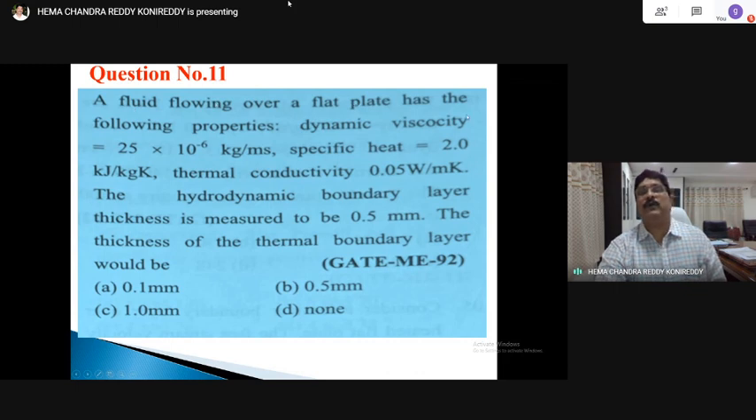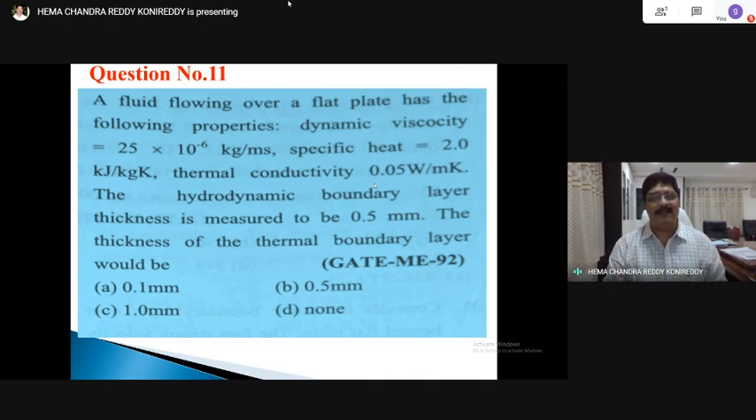See, a fluid flowing over a flat plate has the following properties. Dynamic viscosity mu is given, specific Cp is given, thermal conductivity 0.5 is given. Mu Cp by K is Prandtl number. Straight away you can calculate Prandtl number.